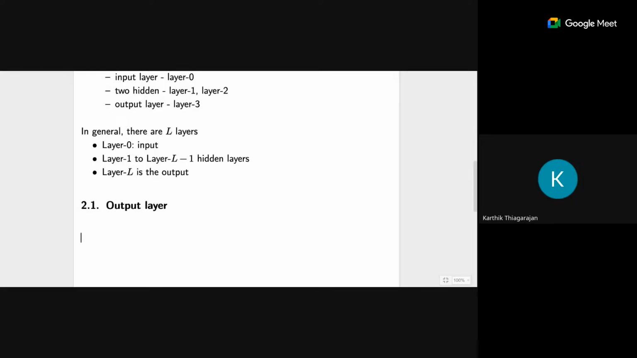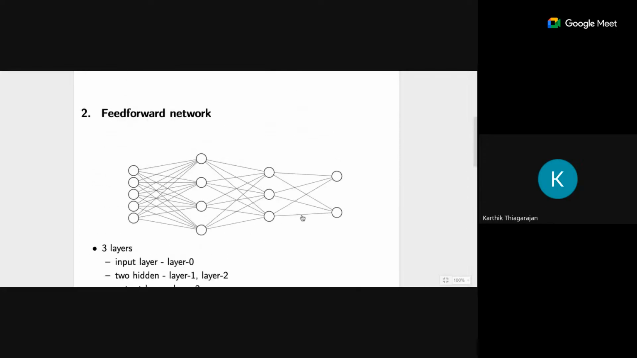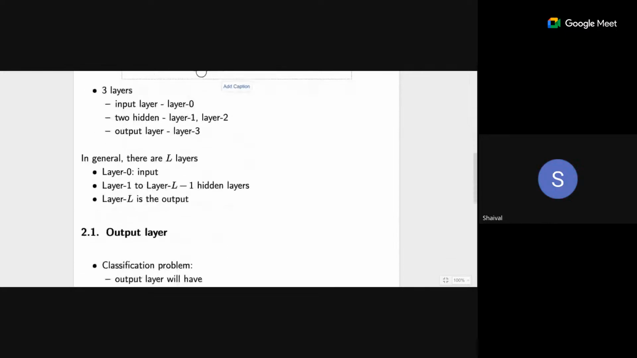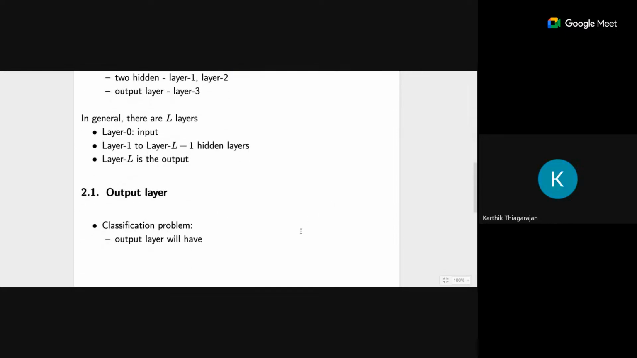So if you are solving a classification problem, how many nodes will your output layer have? Nodes or neurons, we are going to call these neurons. How many neurons will it have? It depends on the number of classes given. So it will have as many neurons as there are classes. Let's say C neurons. I'm going to call it a multi-class classification problem.